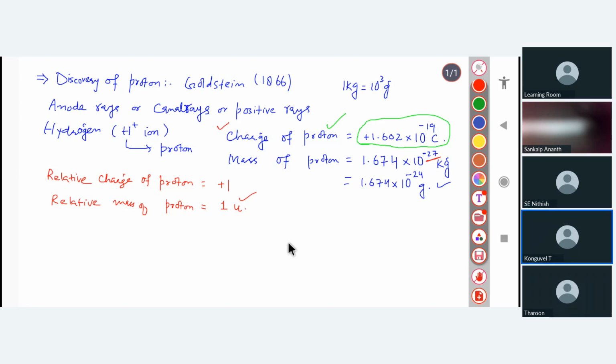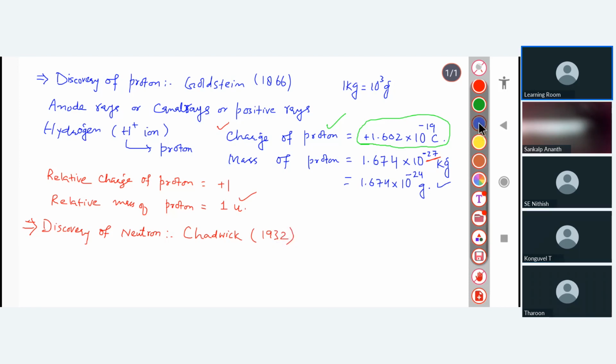So this is regarding the proton. Then the neutron was also discovered. Can you tell me who discovered the neutron and in which year? Not Rutherford, Rutherford discovered the nucleus. I'm talking of the neutron. The neutron was discovered by James Chadwick, in 1932. That is, he discovered this particle later.